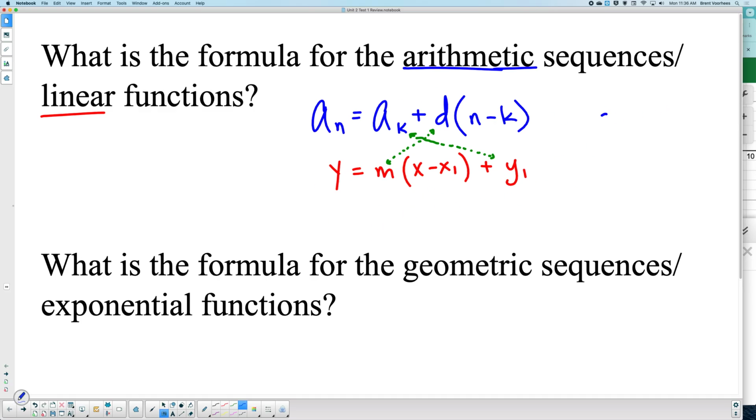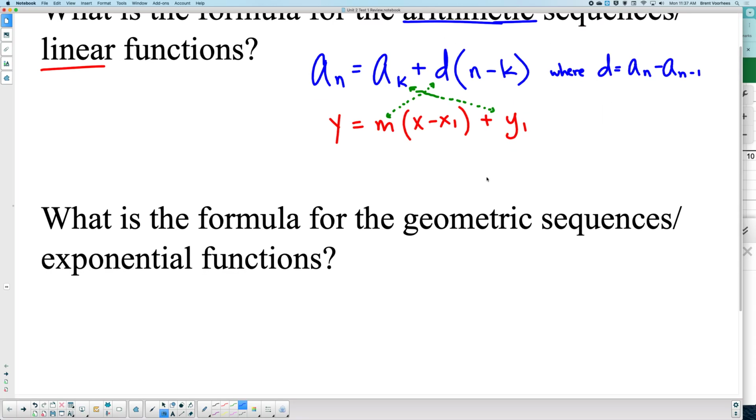Last thing, I didn't put that here, your common difference is equal to taking any value from a sequence and subtracting the one that came before it. So whatever two values they give you, if n is 10, then this would be n minus 1, this would be a9. If you took a sub 10 and subtracted a sub 9, you'd get your common difference. Okay, so I'll put that. Those were your two formulas that we had on that.